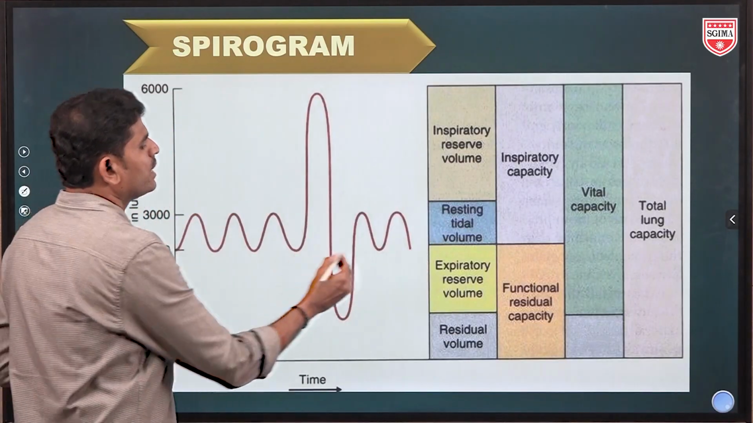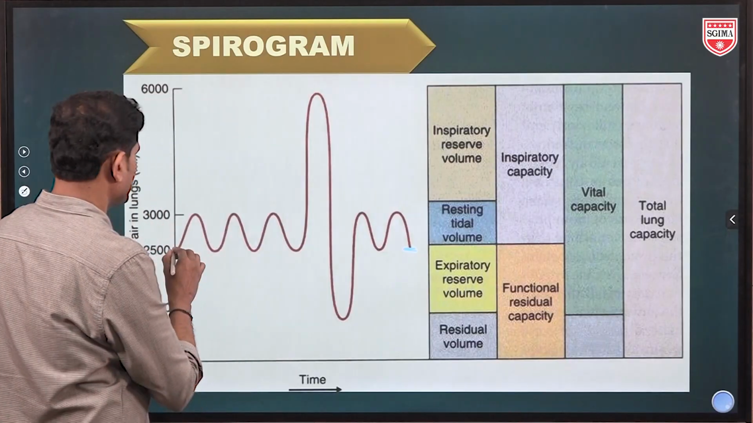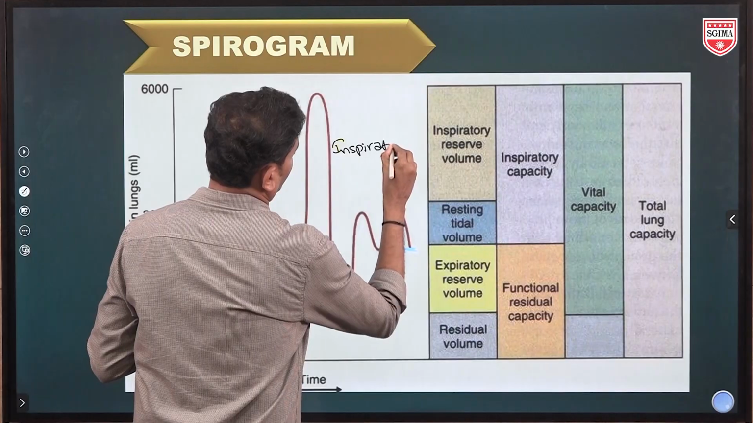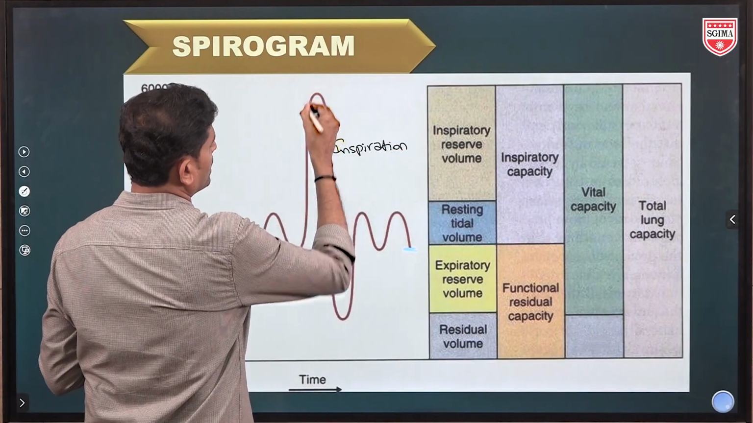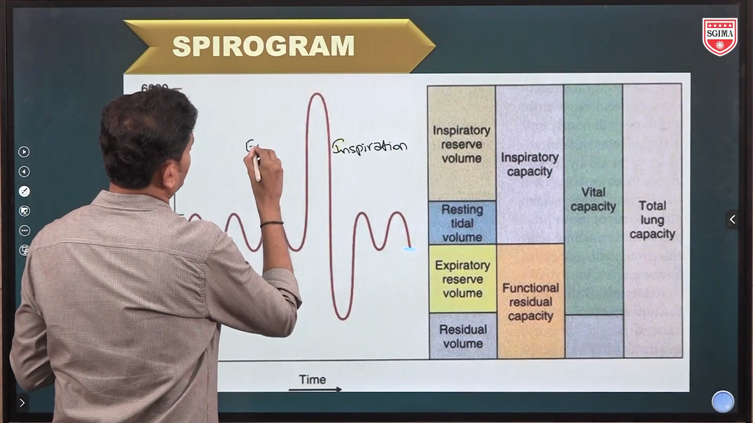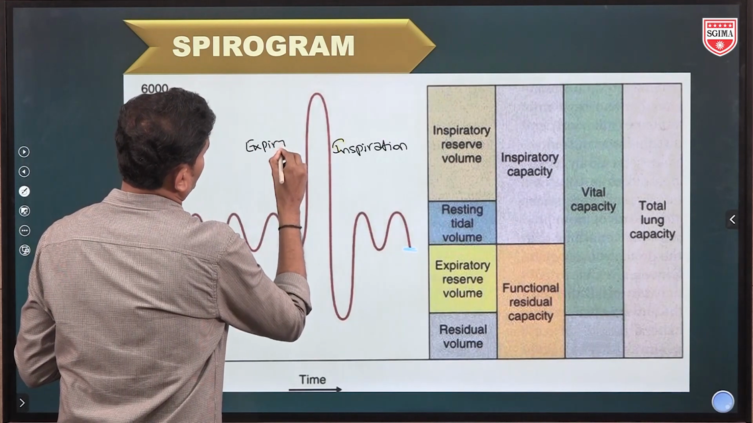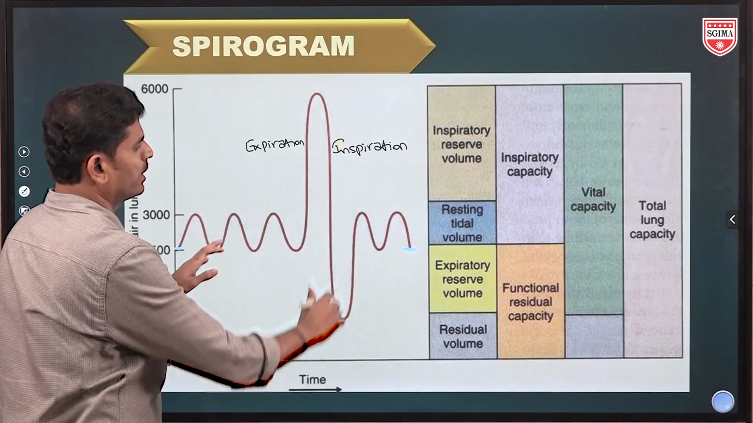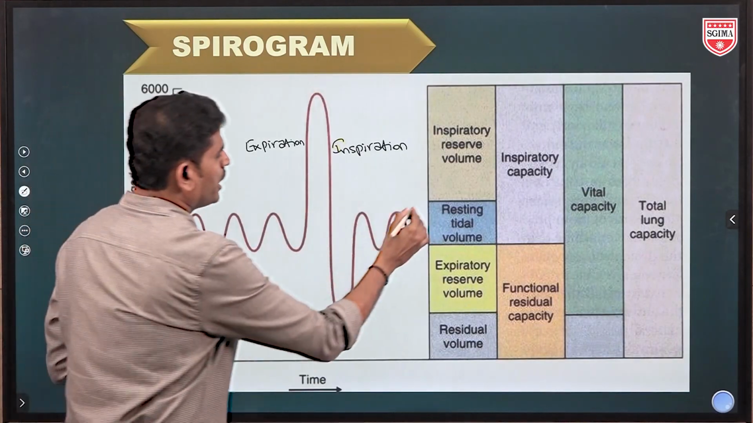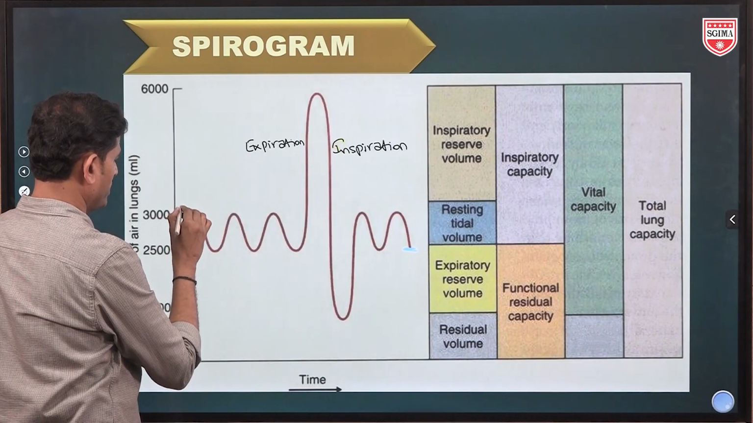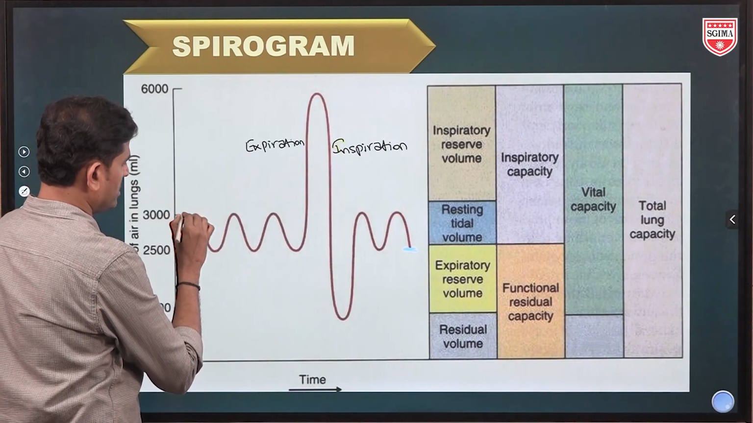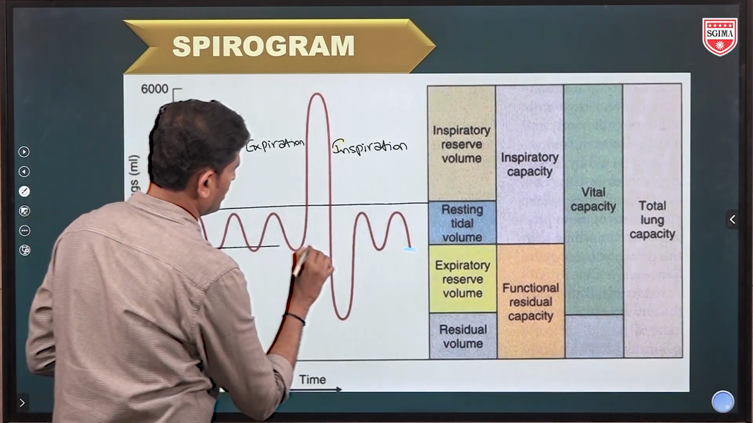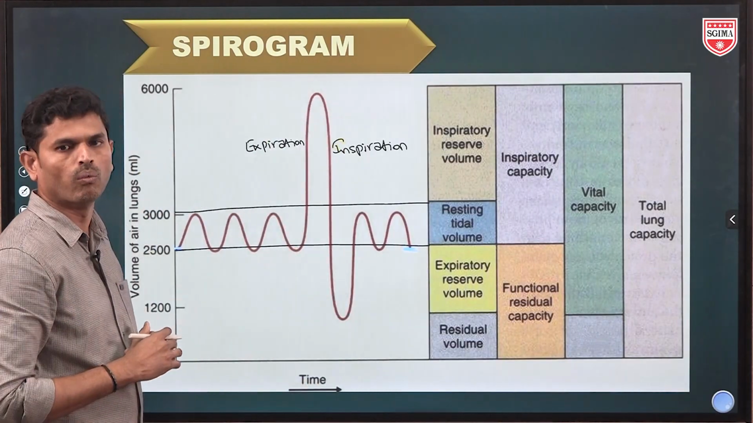So here, this is the starting of the spirogram and this is the ending. This is the inspiration, at which time the graph rises, and this is the expiration, at which time the graph goes down. So this is a spirogram. The portion in the middle is known as the tidal volume. This is the tidal volume.